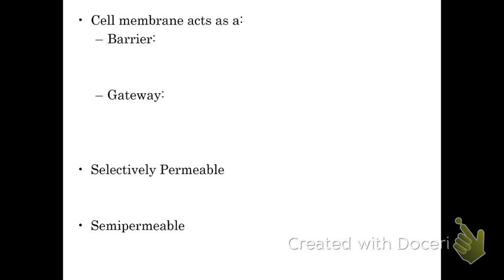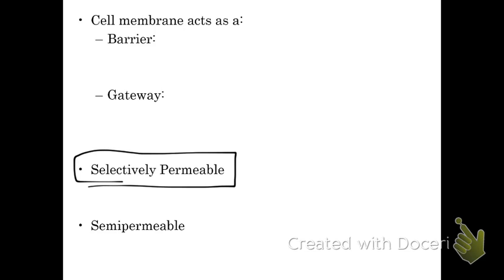Two terms that are part of this conversation. One is selectively permeable. Selectively permeable means exactly what it sounds like. It means that there is a selection process that allows certain molecules to cross into or out of the cell membrane. This could be based upon the size of the molecule or on the charge of the molecule. This could be based upon the type of molecule. There are many, many different transport mechanisms that allow molecules to move into or out of cells.